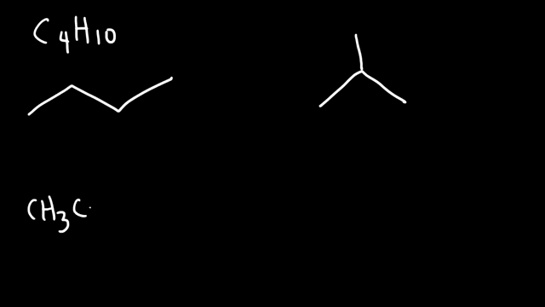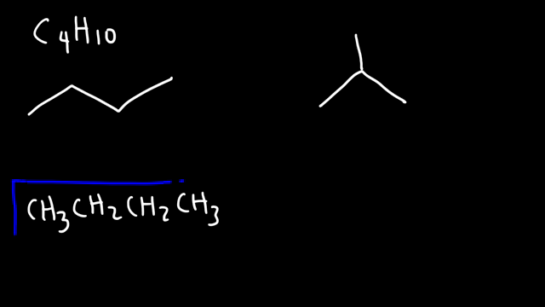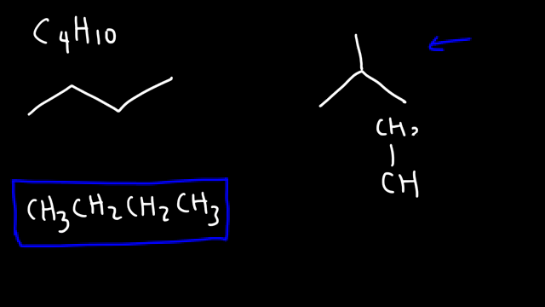So for the first example on the left, you can write it this way: CH3, CH2, CH2, CH3. As you can see, it has 4 carbons and 10 hydrogens. Now for this example, we have a CH in the middle, surrounded by 3 methyl groups. And so we get the same chemical formula, C4H10.